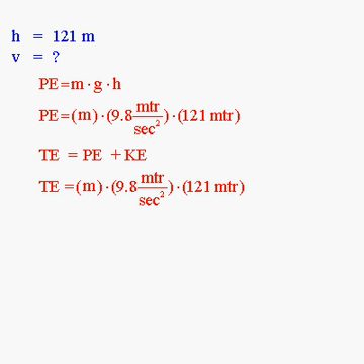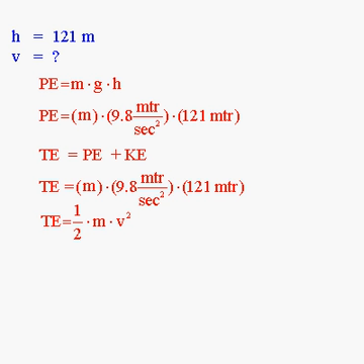Well, now let's think about what happens when the rock reaches the bottom. At that point, its height will be 0. If height is 0, then the potential energy is 0. That means its total energy will simply be given by this expression for kinetic energy, 1/2 mv squared. So at the bottom of the cliff, the total energy of the rock is simply 1/2 mv squared.